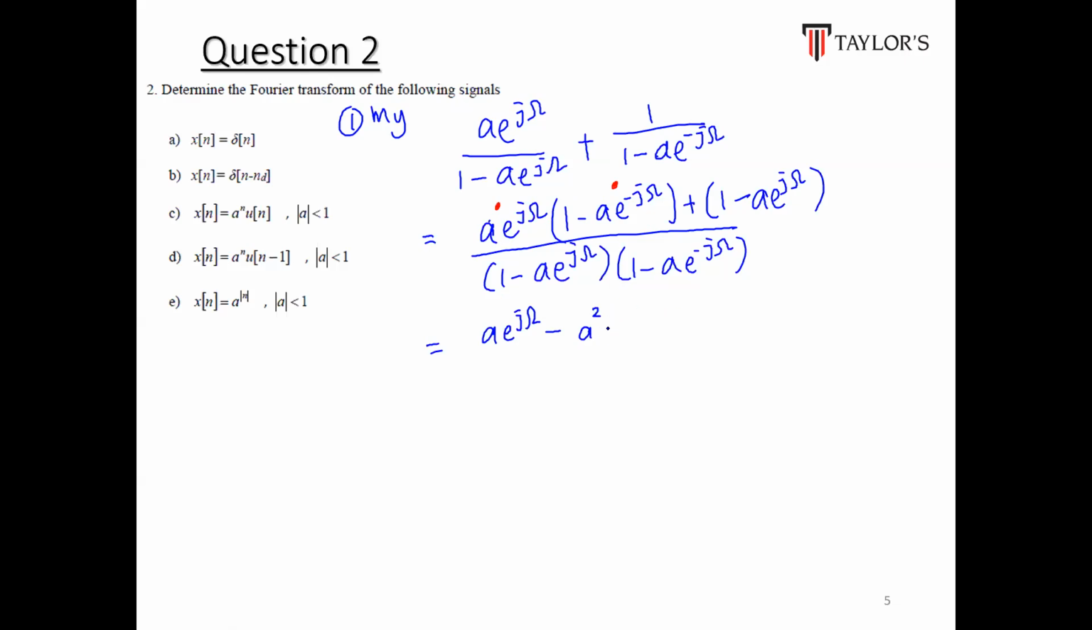Okay, I forgot to do this step. Plus 1 minus A e^{jω}, which is the bottom here. Divide by, okay, I don't want to write the denominator. Then you notice that I can also cut off these two. So this one becomes 1 minus A squared divided by the denominator.